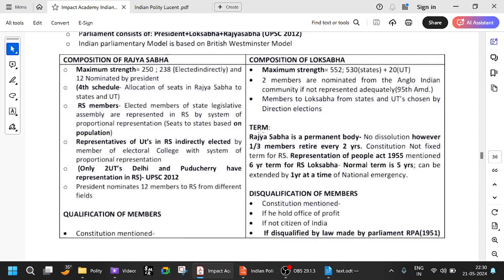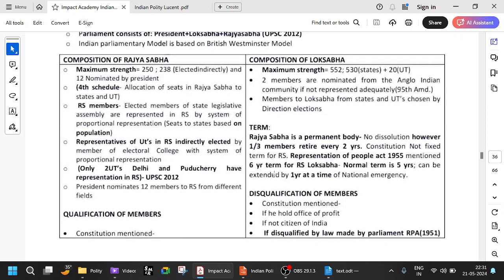As for the term, Rajya Sabha is a permanent body. There is no dissolution. However, one third of the members retire every 2 years. The Constitution has not fixed a term for Rajya Sabha. The Representation of People Act 1951 mentions a 6 year term for Rajya Sabha. Lok Sabha under normal term is 5 years, but there is no fixed term for Lok Sabha.